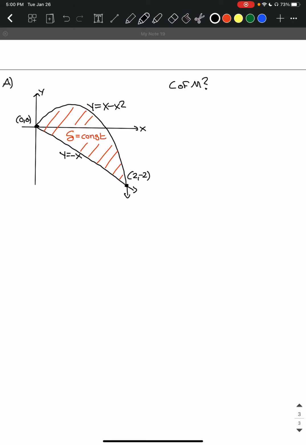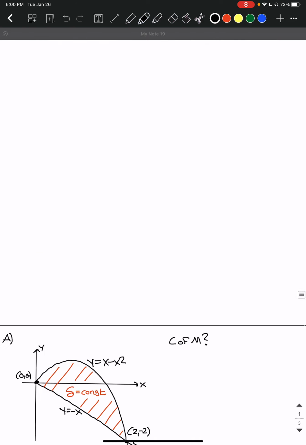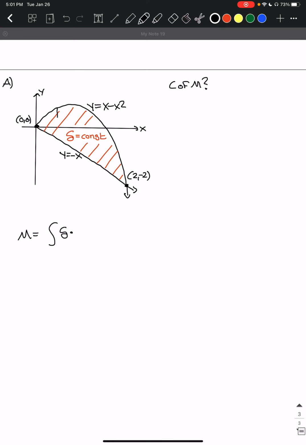Well, the first thing to do, we know in our three equations we have 1 over m in all of them. So let's go ahead and solve for m first. M, we said, is the density times the top function minus the bottom function, right? So if I'm doing this in terms of strips like this, the top function is x minus x squared, minus the bottom function, minus x, dx. And then going in this direction with integration, I'm going from x equals 0 to x equals 2. If you do this out, you get 4 delta over 3.